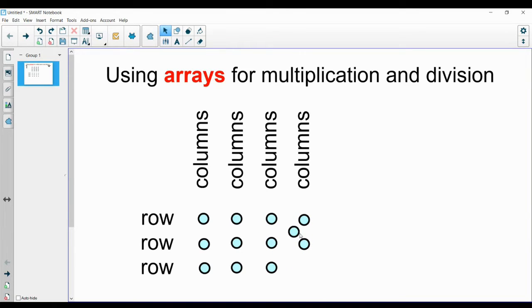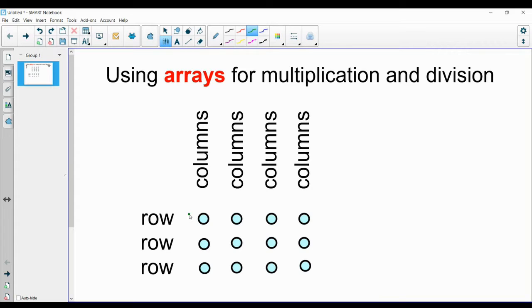Notice how these objects are arranged in a very orderly fashion from left to right and up and down. That's what you're thinking about when you're thinking about arrays. You are thinking about rows and columns.